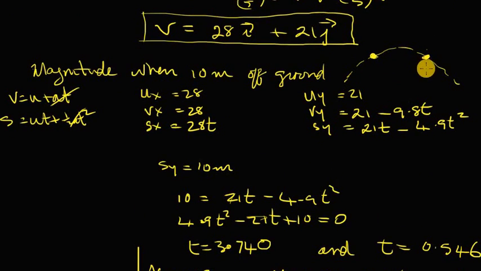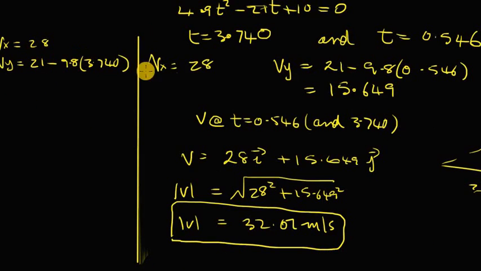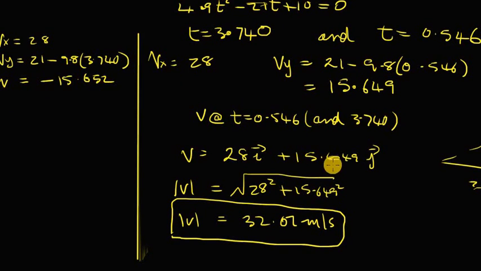So let's work that out. My v of x is still 28, that hasn't changed. v of y on the way down is going to be 21 minus 9.8 times 3.740, so v of y is equal to minus 15.652. As you can see, on the way up it's 15.649 and on the way down it's 15.652, which is the same. It's just a rounding error with these numbers. So the magnitude of the velocity of the projectile coming down is the same as it is going up.